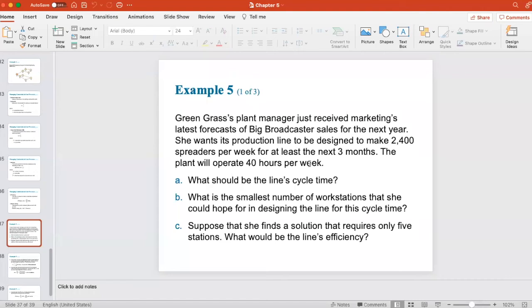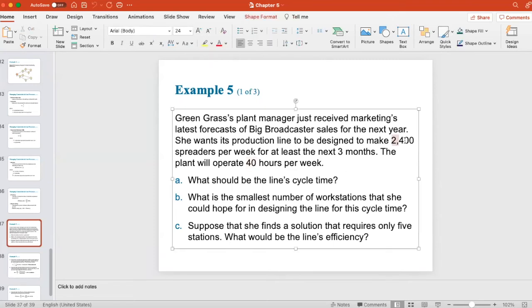Now, in order to calculate the line cycle time, it's very straightforward. We already know that the company wants to make 2,400 spreaders per week, and the plant can only operate 40 hours per week. So in order to fit the market demand of 2,400 spreaders this week, for every spreader, the time that we can spend on that specific spreader will be 40 over 2,400.